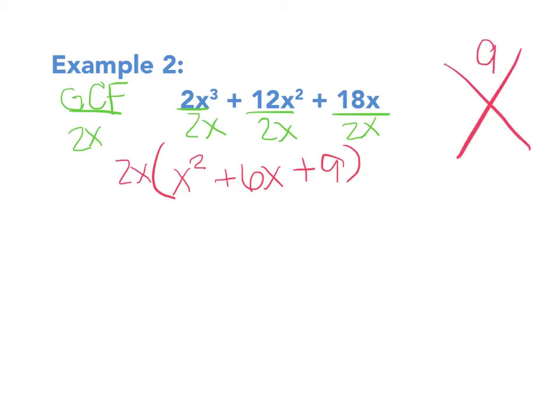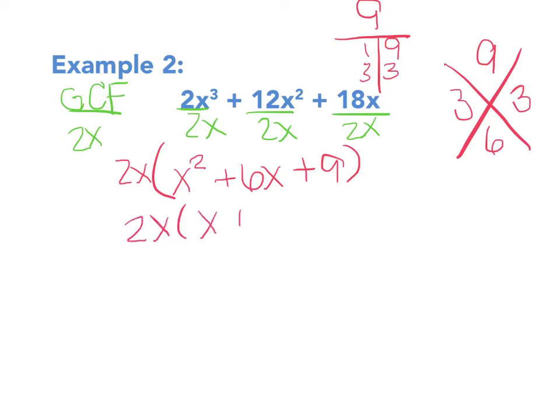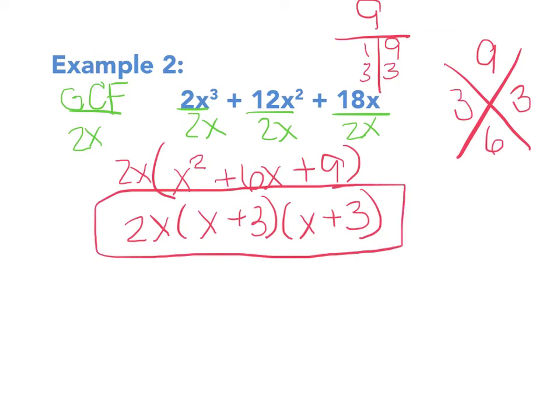We have our product and our sum. The factors of 9 are 1 and 9 and 3 and 3. 3 and 3 add up to 6, so I know my factors are going to be 3 and 3. So I'm going to rewrite this with my two factors, and my GCF on the outside of all the terms. And this is my final answer. 2x times quantity x plus 3 times quantity x plus 3. That is my final fully simplified answer.